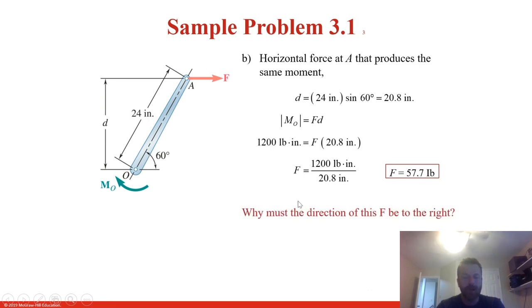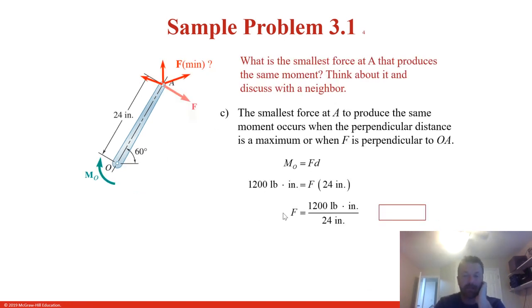Now, it's asking you here, why must the direction be to the right? Well, clearly, if you want to induce rotation in the clockwise direction, you have to pull that thing to the right. If you pull it to the left, it's going to have the opposite sense of rotation. So that's why it must be to the right.